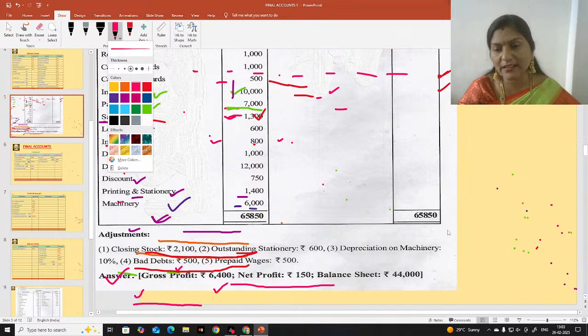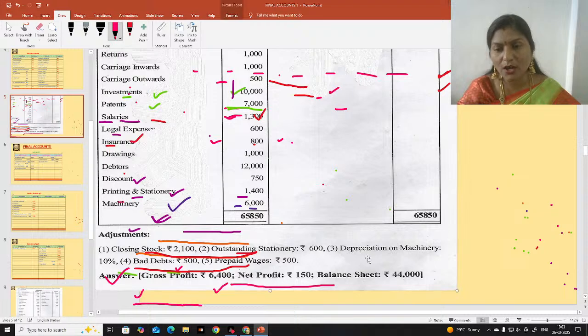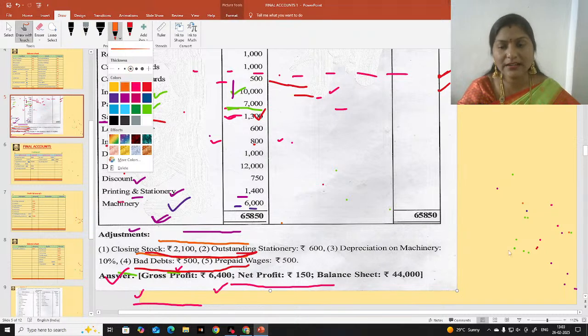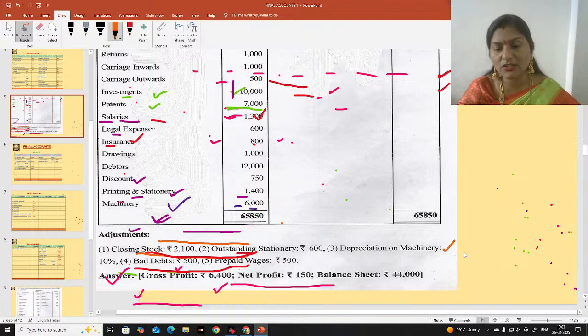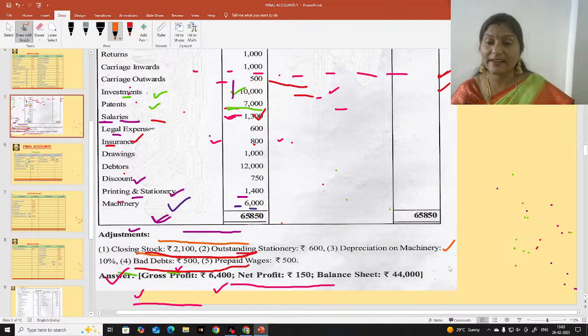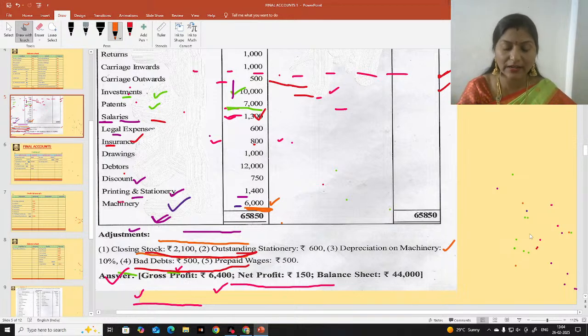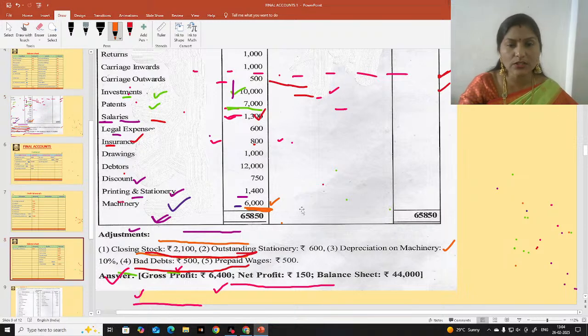So machinery is there in the trial balance, we will record that in the balance sheet, but here we have an adjustment also for that. Adjustment is depreciation on machinery. Since depreciation is given in adjustments, we should show it two times, one time in profit and loss account debit side, second time in the balance sheet we are going to deduct from machinery. So let us show machinery first. This 6,000 rupees, hope that is clear. Machinery 6,000 first we will record in the balance sheet, then later we will record depreciation on machinery 10%.